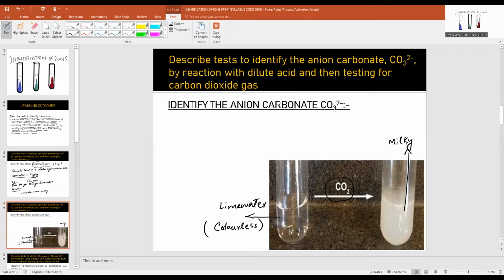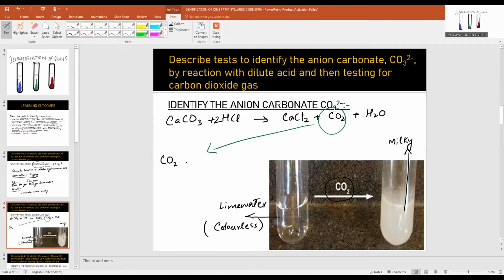Now I'm writing the reaction. For example, we have calcium carbonate. I'm writing the reaction between calcium carbonate. The sample contains calcium carbonate reacted with hydrochloric acid. What will we get? We will get calcium chloride. For your convenience, I am also balancing the equation. The equation is balanced.